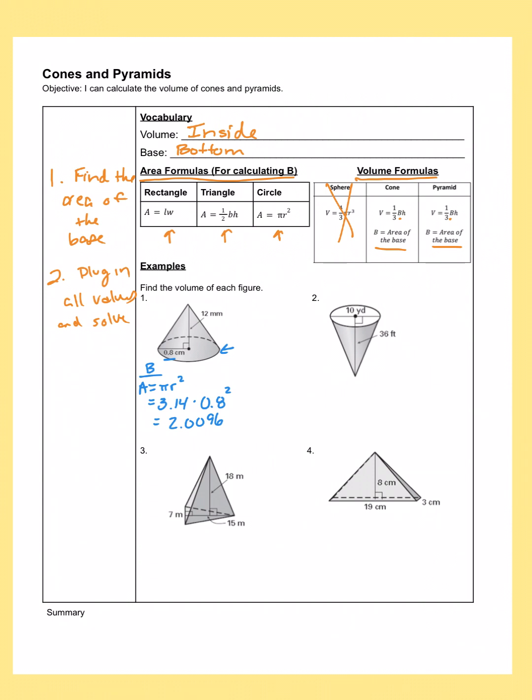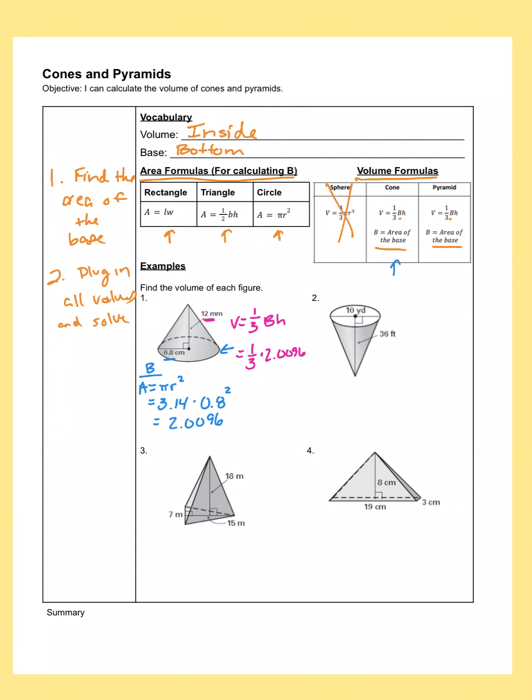Okay, so now that we found the area of our base, now we're going to go to our volume formula, and we are looking at a cone here. So we're going to be looking at the cone formula. So volume of a cone is 1/3 capital B, which is area of the base, times the height. So for us, we're going to take 1/3 times, well, we already found capital B. The area of our base, or capital B, was 2.0096. So that's capital B, and then we have to multiply by the height of this cone, and the height of our cone here is 12. From the base up to the point is 12 millimeters.